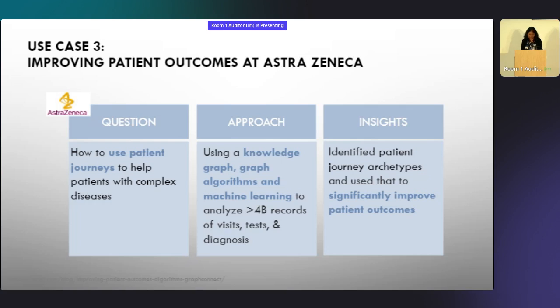Okay, so that was the first, to significantly improve their patient outcomes. So that was the first algorithm. The second algorithm they used was a community detection algorithm.